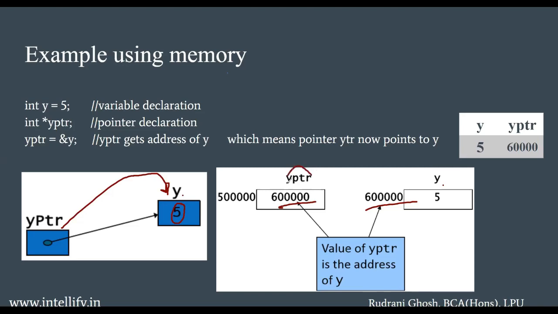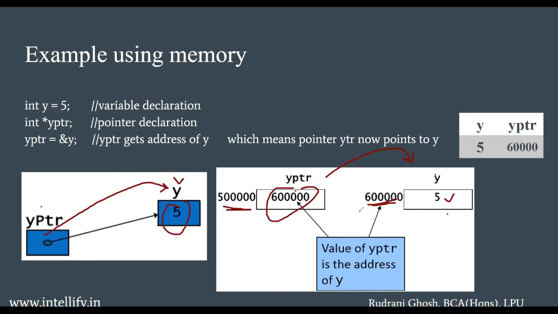और yptr भी तो एक वेरिएबल ही है, तो उसका भी एक एड्रेस होगा, तो उस एड्रेस को हमने लिख दिया है 5 लाख. And these numbers 6 lakh and 5 lakh, they are just for illustration purposes. It is just for your understanding. In reality the numbers are much more complex, वो hexadecimals में होती है. So this is just for illustration purpose, for your understanding.